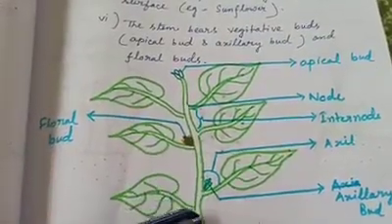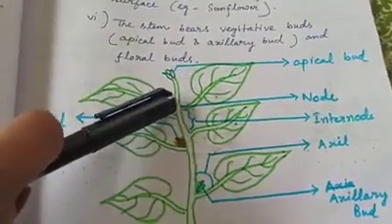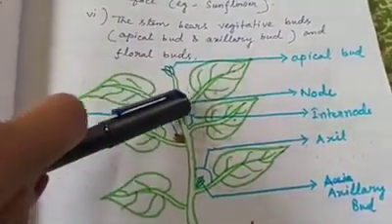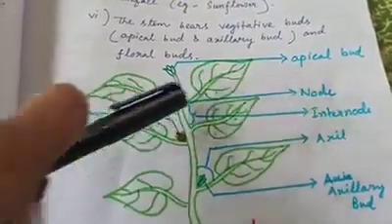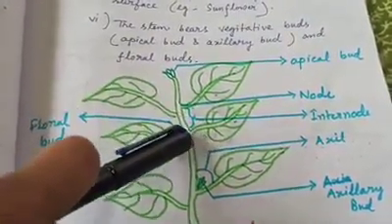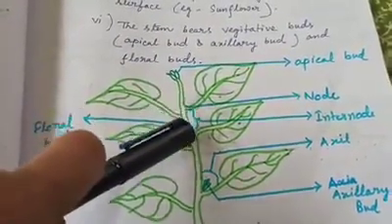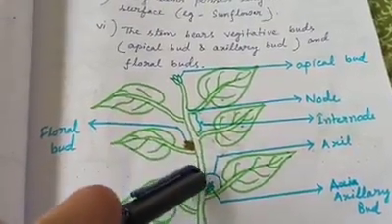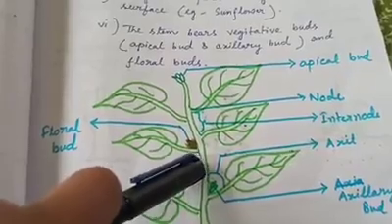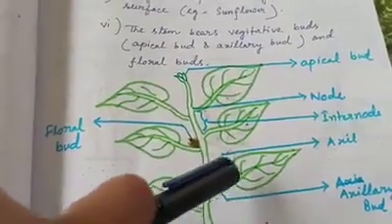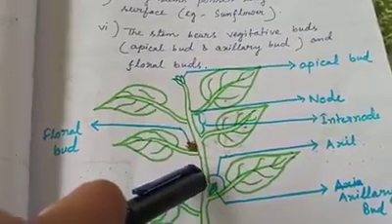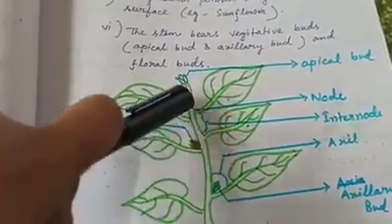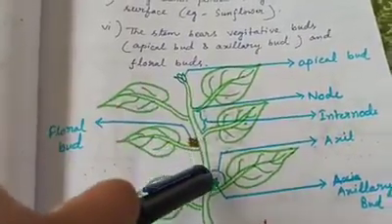This is the main stalk of a stem, and the part of the stem from which leaves originate is called a node. So here is a node and here is another node, and the portion between the two nodes is termed an internode. The angle formed between the main stalk of the stem and the leaf stalk is called the axil. So nodes, internodes and axils are the main parts of a stem.